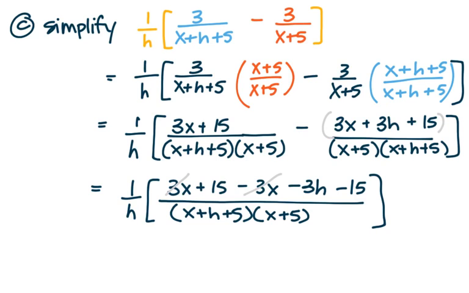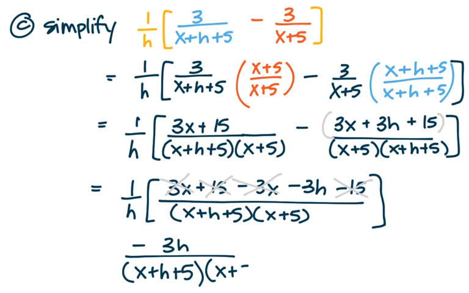3x minus 3x, those cancel. Positive 15 minus 15, those cancel. And I end up with negative 3h over x plus h plus 5 times x plus 5. I didn't write my 1 over h yet. So I still have my 1 over h in the front. I've got h in the denominator, h in the numerator.